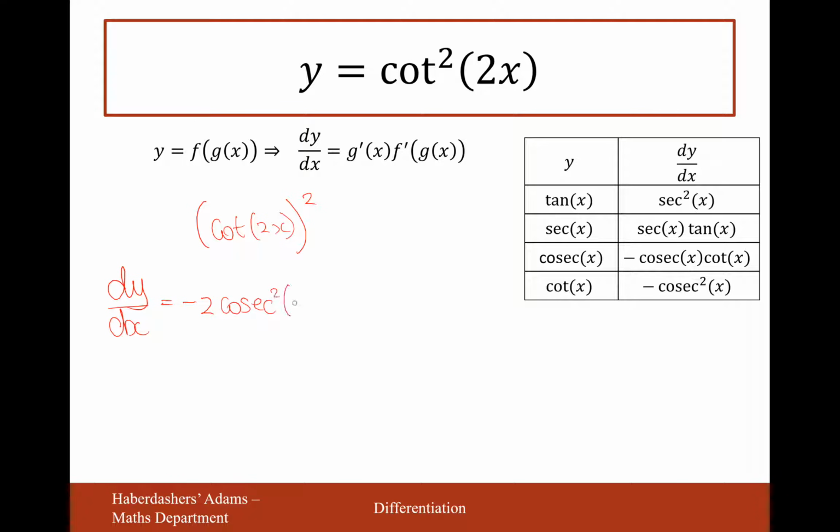Minus 2 cos x squared 2x multiplied by, now we need to differentiate the x squared function. The x squared function differentiates to 2x, but it's not going to be x squared, it was cot 2x squared, so it's going to be 2 cot 2x. 2 lots of the inside function. And we'll simplify this together, minus 4 cos x squared 2x cot 2x. And there we are, that's the answer. Moving on to the next one.